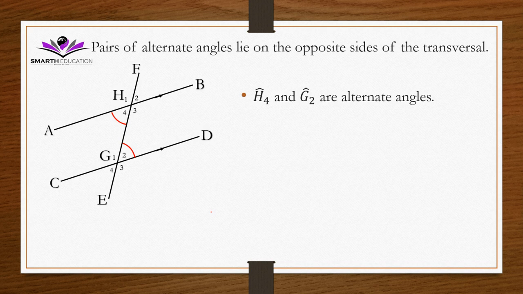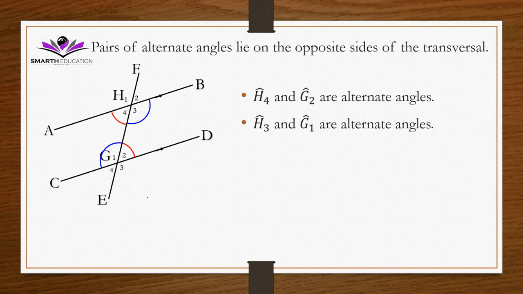And then the other alternate angles we can see here are angle H3 and angle G1. Okay, so those are also alternate angles. If you check, they're on the opposite sides of what? Of the transversal. Depending on how the lines are arranged, you may also have the one above the transversal and the other one below.